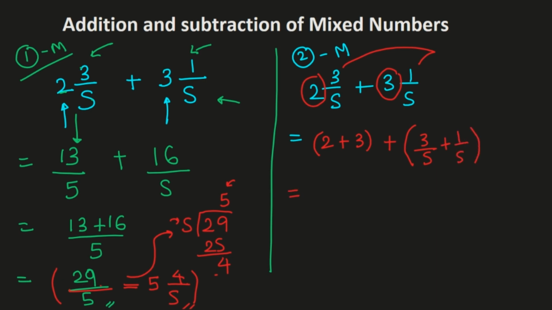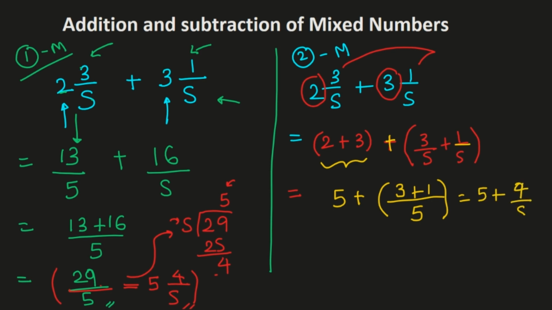So what's the answer now? Let's take 2 plus 3, the answer is 5. You are putting this plus as it is. Then what? You are adding 3 upon 5 plus 1 upon 5. So now you know the denominators are same, so you are putting its answer's denominator as 5. Then you can simply add the numerators 3 plus 1. So here the answer is what? 5 plus 3 plus 1 upon 5, it's 4 upon 5.